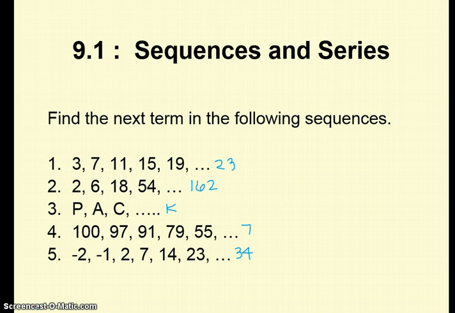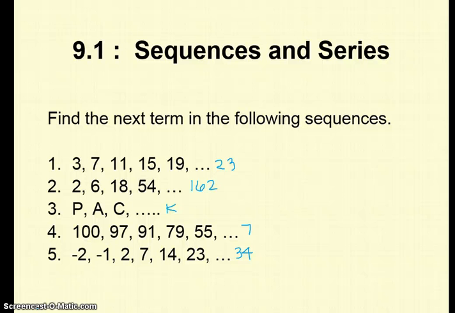Alright, so the first one you were adding 4 each time, so you should end up with 23 as the next term. On number 2, you were multiplying each number by 3 to get the next term. So when I do 54 times 3, I get 162. Number 3 is just my name, so it should be K for Pack.